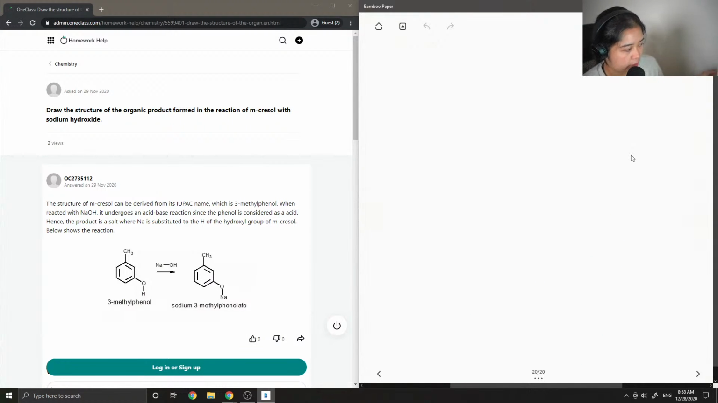Okay, so question 3 says to draw the structure of the organic product formed in the reaction of mCresol with sodium hydroxide. Okay, so let me write down the structure of mCresol. It starts off with a benzene ring. It contains an alcohol group, and then in the meta position, there is a methyl group.